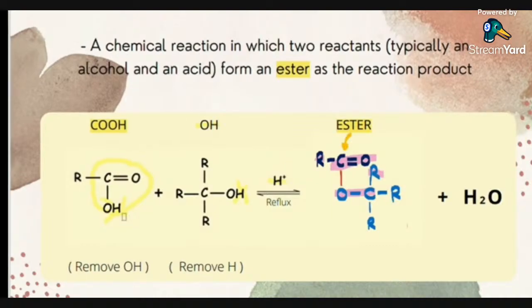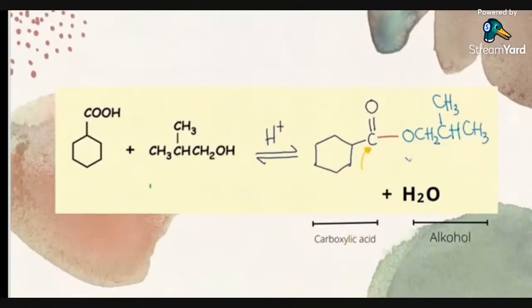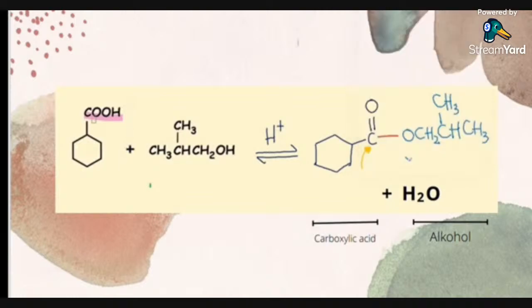So always remember, kita akan buang OH dekat carboxylic acid, and alkohol kita akan buang H. So yang kita buang ni akan jadi apa? Definitely ia akan jadi H2O. Understand? So let's look at the next example here. We have the carboxylic acid. I have my OH. So kalau kita expand this COOH, actually dia C double bond O, single bond OH.